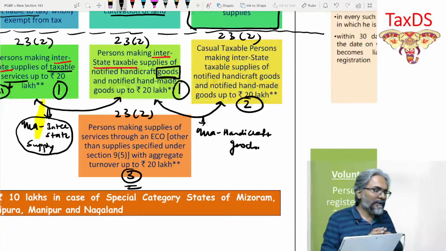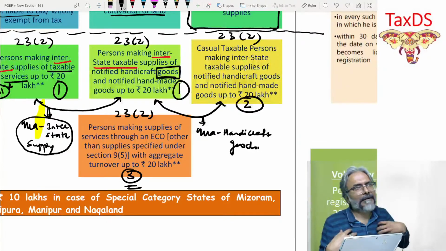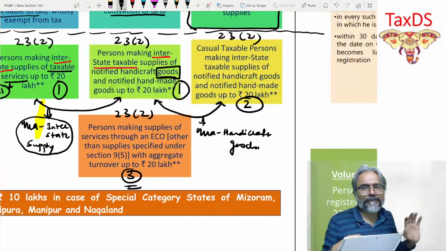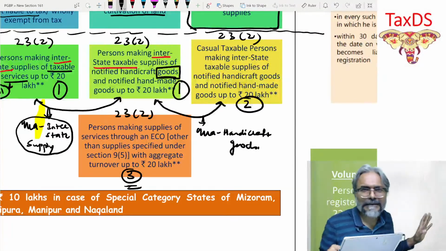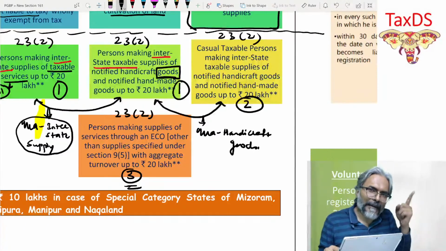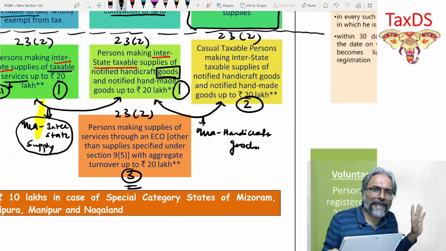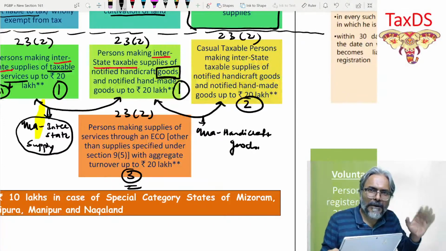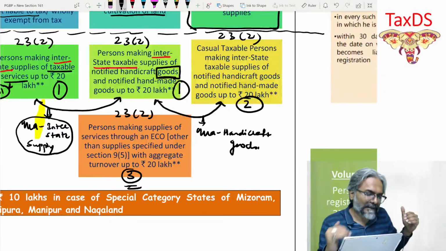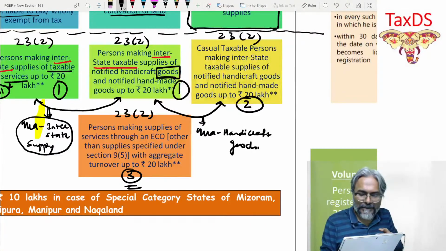So I told you that, students, if I'm a supplier and I'm supplying through ECO a value of 5 lakhs, then am I liable for registration under section 24? Answer is yes. I'm liable for registration under 24. But now comes this particular exemption part in this context.